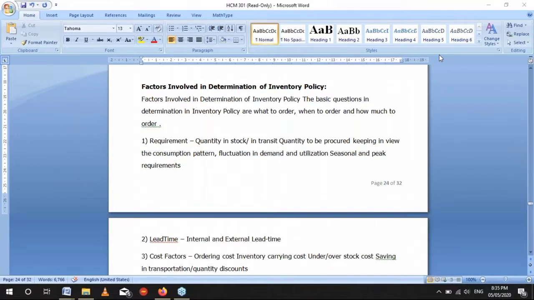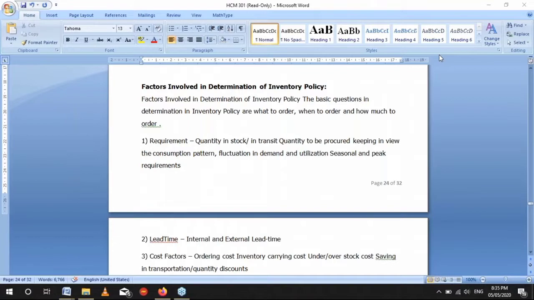That one is based on the importance of the stock you are going to introduce. Then number three, HML. That one stands for high, medium, and low, based on unit price, and does not depend on consumption.